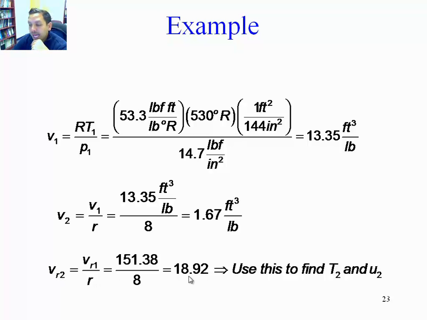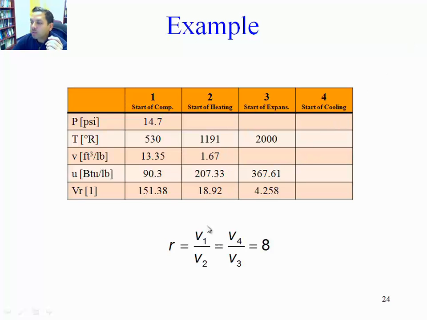And since that is a function of temperature only, we can go to the table and find temperature 2 and also the energy in state 2. So now we know that the VR2 is 18.92. This is part of the solution process. We go back to the table. We found the volume at state 2 is 1.67. We found the VR at state 2 is 18.92. And then we go to the tables with that 18.92 for VR and find the temperature and find the U.